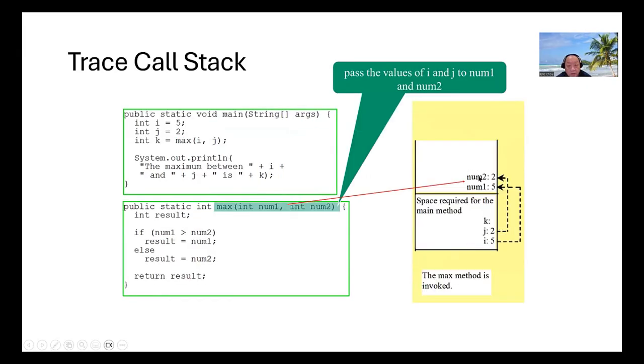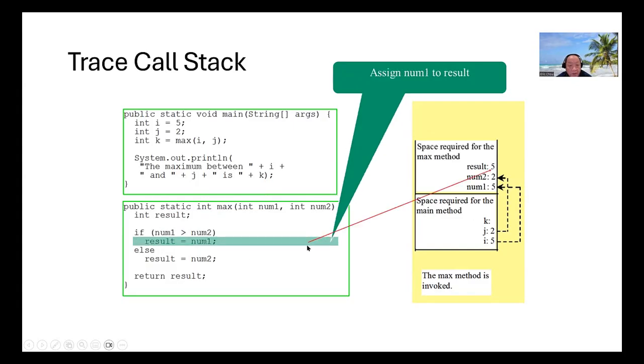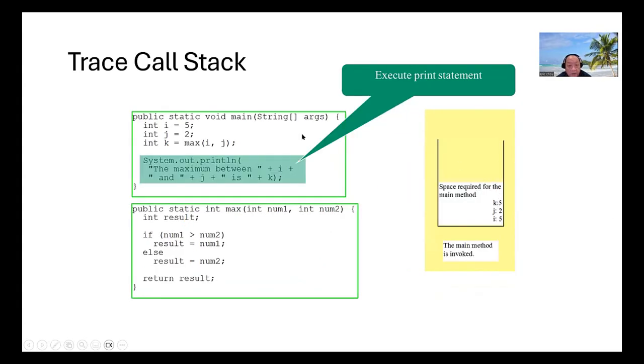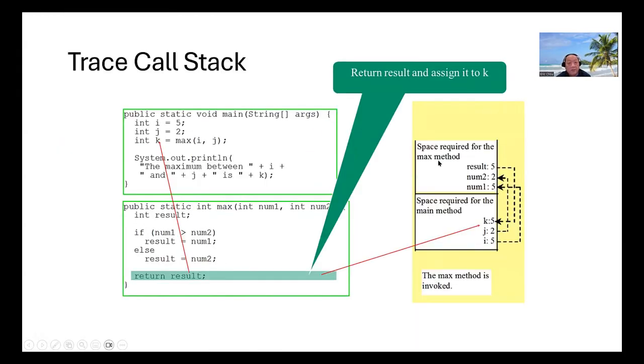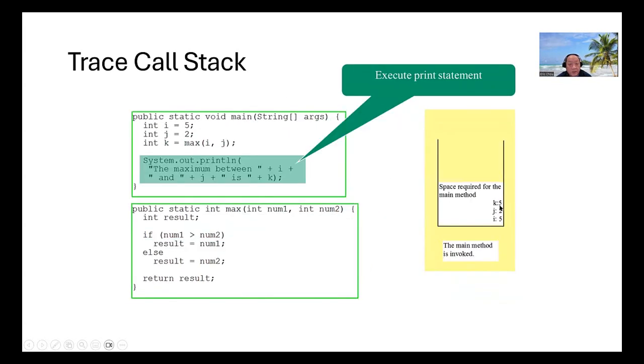So now next, you call the max function, passing the 5 and 2 to the maximum function. So you create a new call frame and copy 2 to num2, 5 to num1. And then you create a new variable called result. And then you compare the data and assign the value to result. And then you return the result back to the caller. And then you clean up the call frame for the maximum function because you no longer use it. And then you have ijk and you print it out by the println function. Okay, that's the whole life cycle of this call stack operation. Okay. Any questions so far?